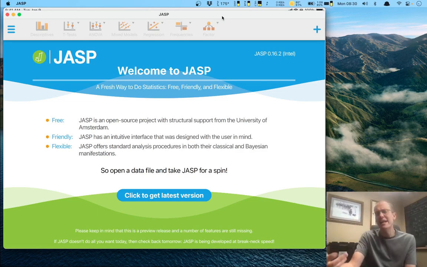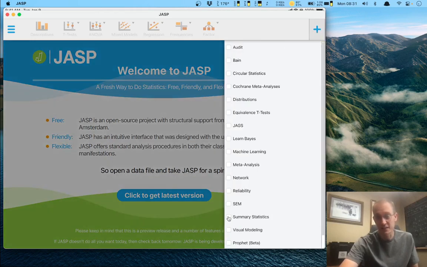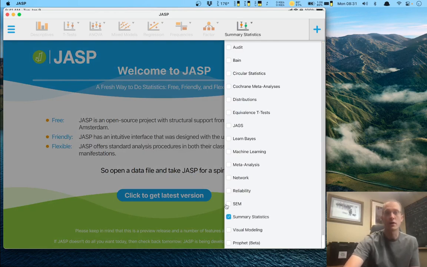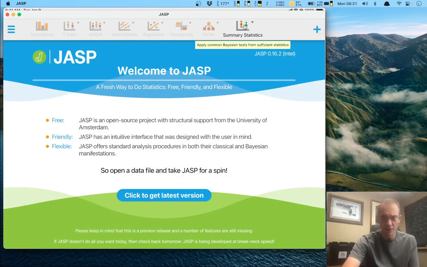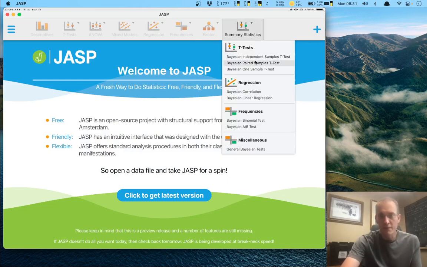Since we have that data already, let me just tell you something about JASP if you don't know. JASP requires you to load some data in before it'll give you any possibility of doing anything. We don't have a data set to work with, but what we do have are the summary statistics. So we can short circuit this by adding what's called the summary statistics module. You go up here and click this plus sign and check the summary statistics module. You'll notice it comes up now. So I'm going to click that button, and one of the options down here under frequencies is the Bayesian binomial test. So I'm going to click on that.